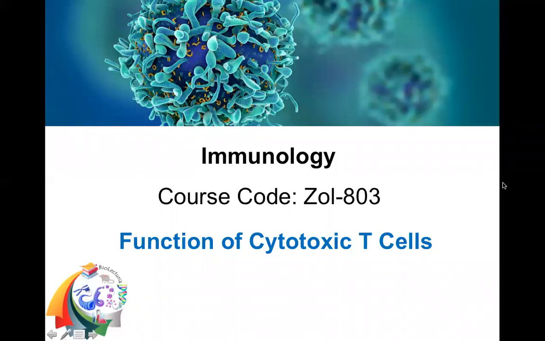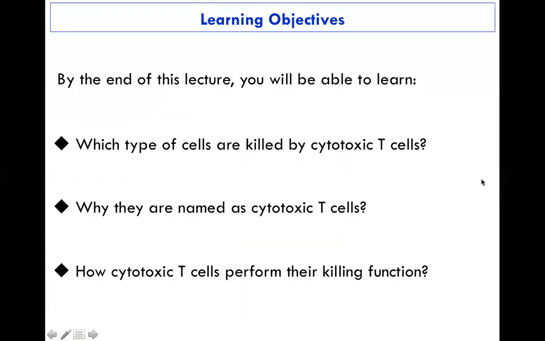Dear students, in our series of basic courses, we will continue the course of immunology. And today we will discuss the function of cytotoxic T cells. First of all, we will see what we will be able to learn after this lecture. We will see which type of cells are killed by the cytotoxic T cells, why they are named cytotoxic T cells, and at the end we will see how cytotoxic T cells perform their killing functions.